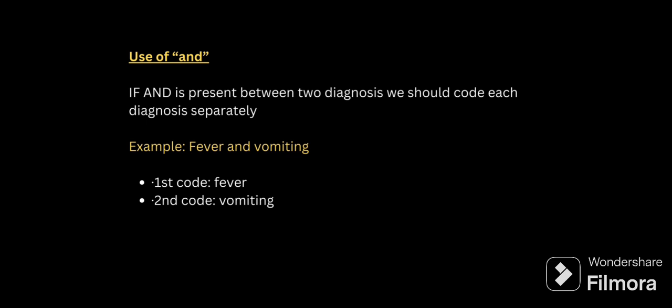Next is use of AND. If AND is present between two diagnoses, we should code each diagnosis separately. For example, fever and vomiting: first code for fever, second code for vomiting. If AND is present, you have to code it separately. If WITH is present between two diagnoses, we should assign a single code, which is called a combination code. For everything I have given an example so you can understand it.